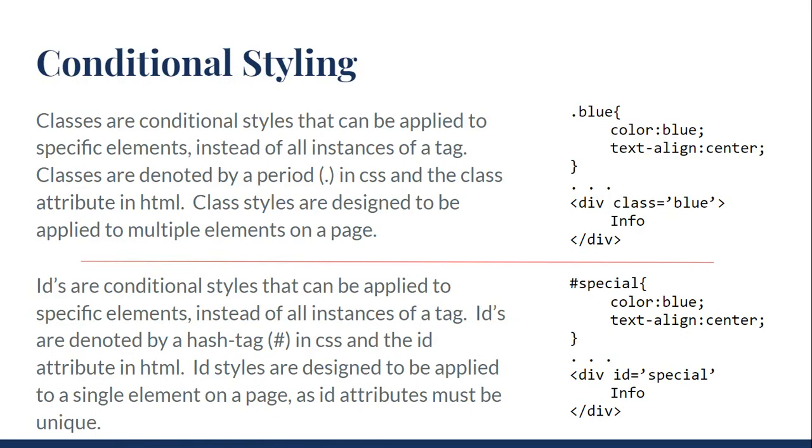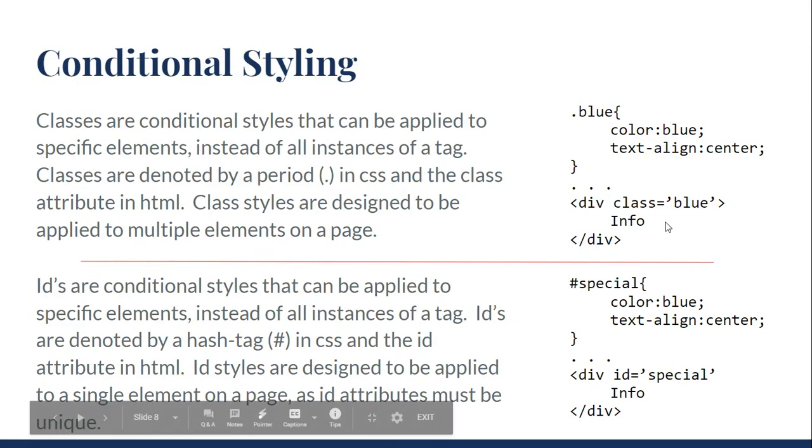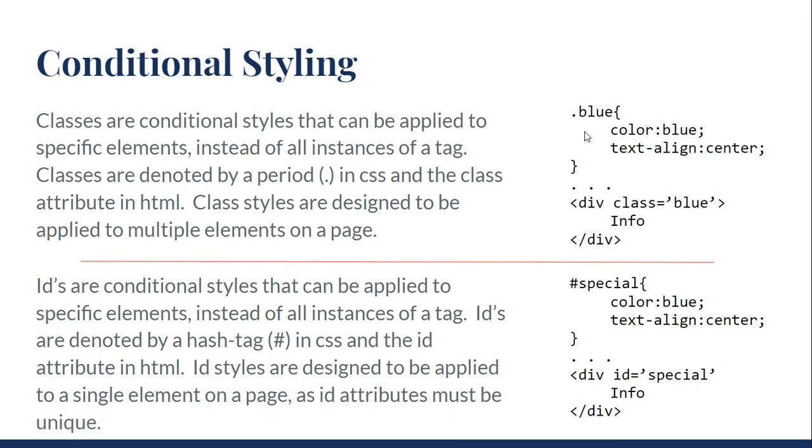So not all span tags, just the ones that are inside of section tags. Coming back a little bit to conditional styling, we talked a little bit about classes. So here's another example of a class up here. The class blue is blue and centered, and then I assign that by doing class equals blue. When I make a class, I can assign that to as many elements as I want on a page.